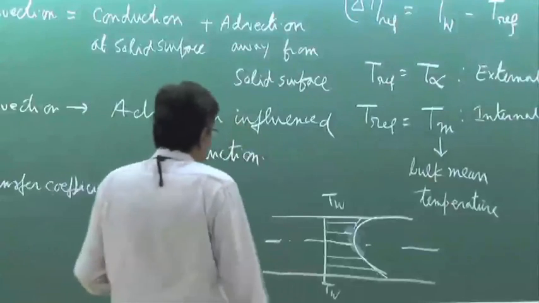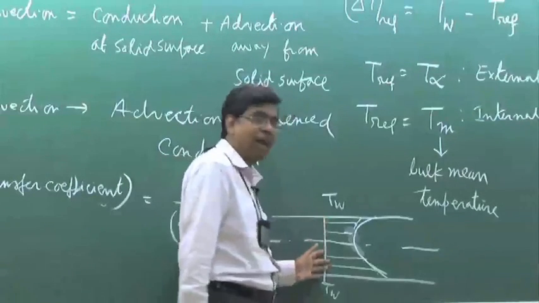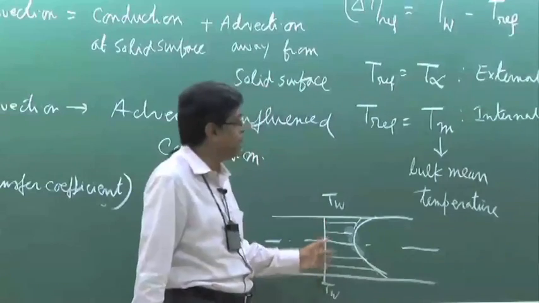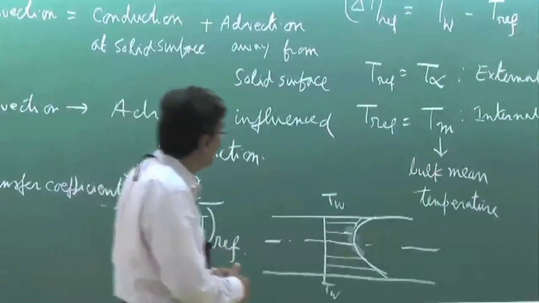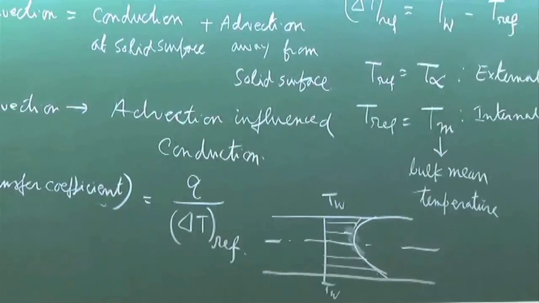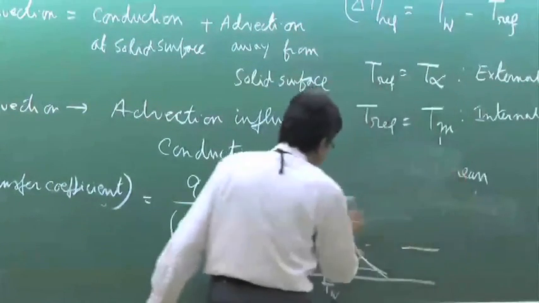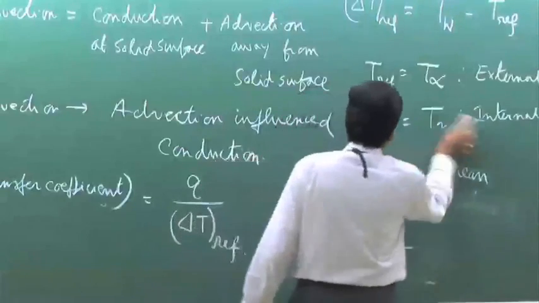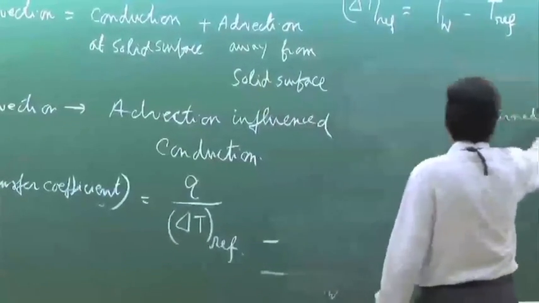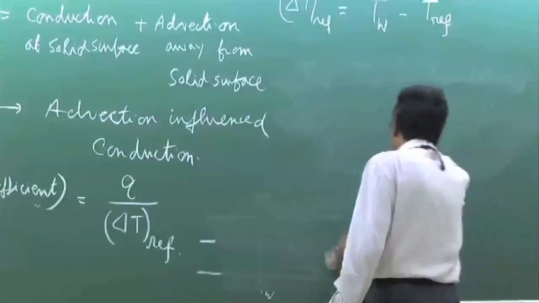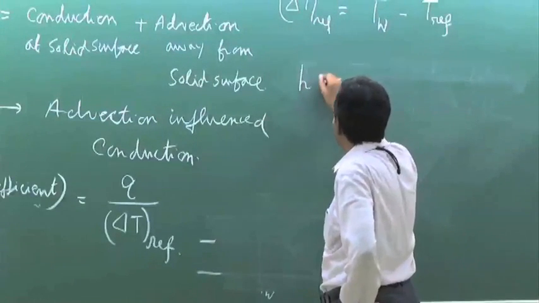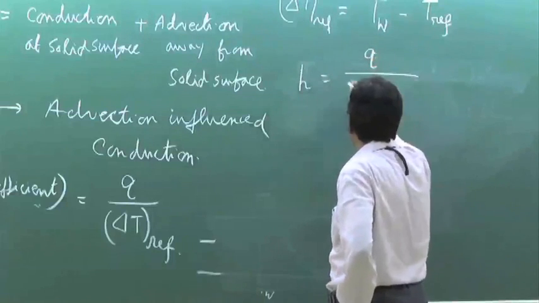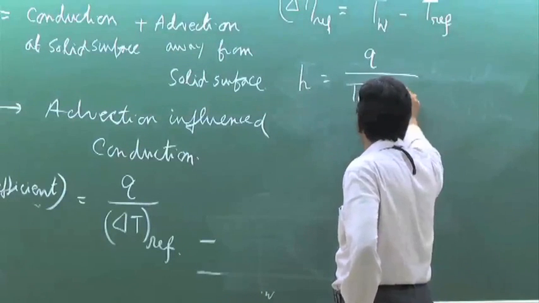Similarly, it is the thermal energy flux based mean temperature, which is known as bulk mean temperature, which is the reference temperature. However, in our case, it is not much important, it is for your information. Now here, TW minus T reference in this case is TW minus T infinity. So therefore, in this case, I can write that h is q by TW minus T infinity.